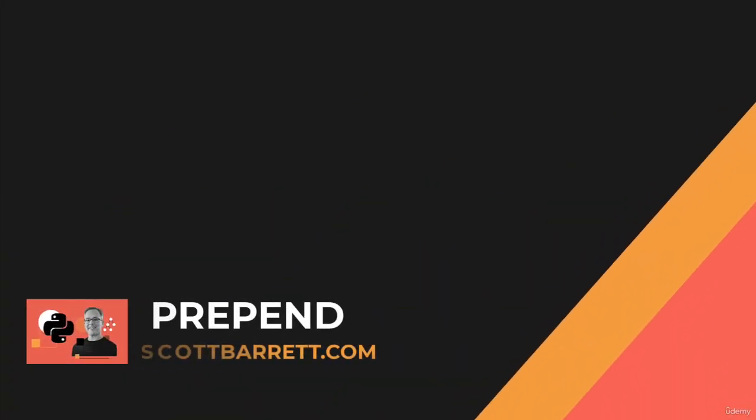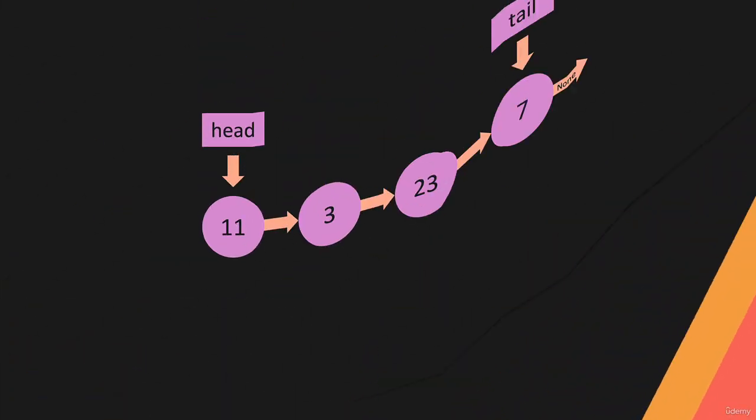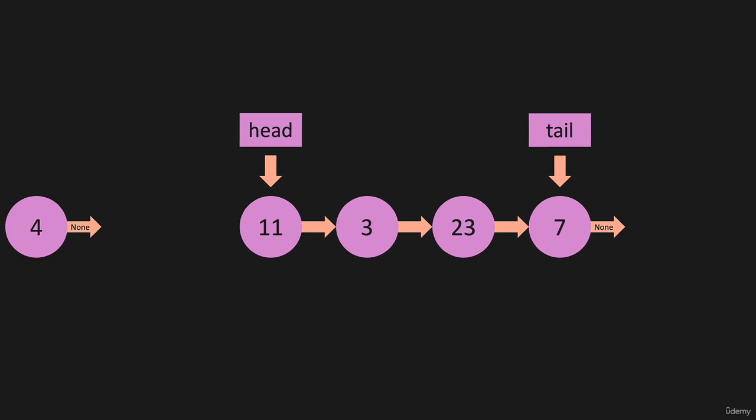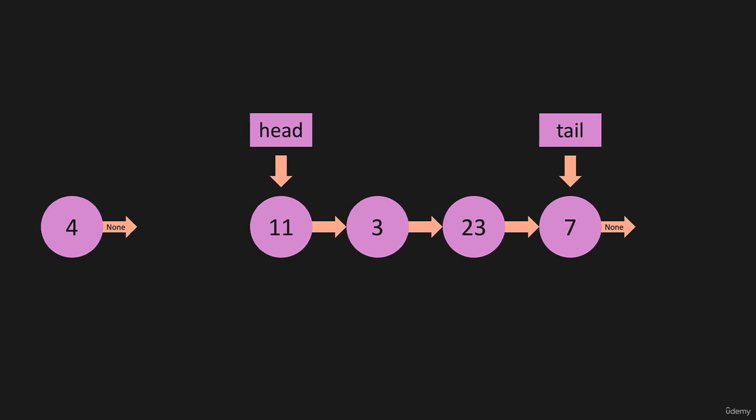Okay, so now let's do prepend. We'll bring up our linked list here, and what we're going to do is add an item to the beginning of the linked list. So first we want that new node to point at that 11 node, the last node in the list.